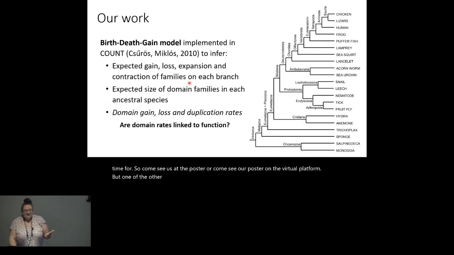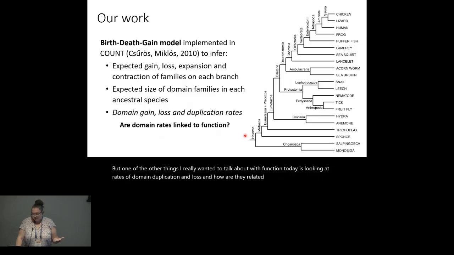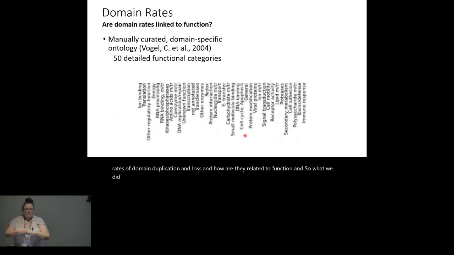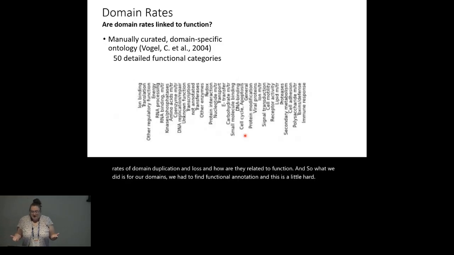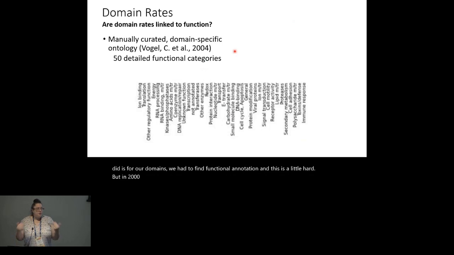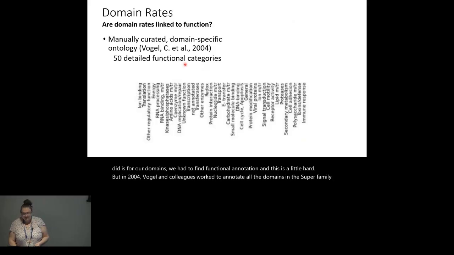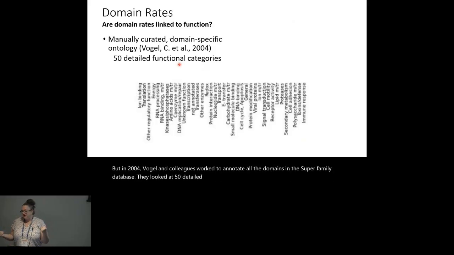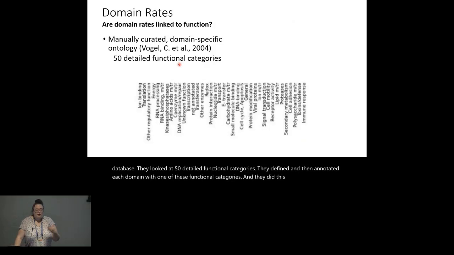But one of the other things I really wanted to talk about with function today is looking at rates of domain duplication and loss, and how they are related to function. And so what we did is, for our domains, we had to find functional annotation, and this is a little hard. But in 2004, Vogel and colleagues worked to annotate all of the domains in the SUPERFAMILY database. They looked at 50 detailed functional categories they defined, and then annotated each domain with one of these functional categories. And they did this by looking through the literature and manually curating this.